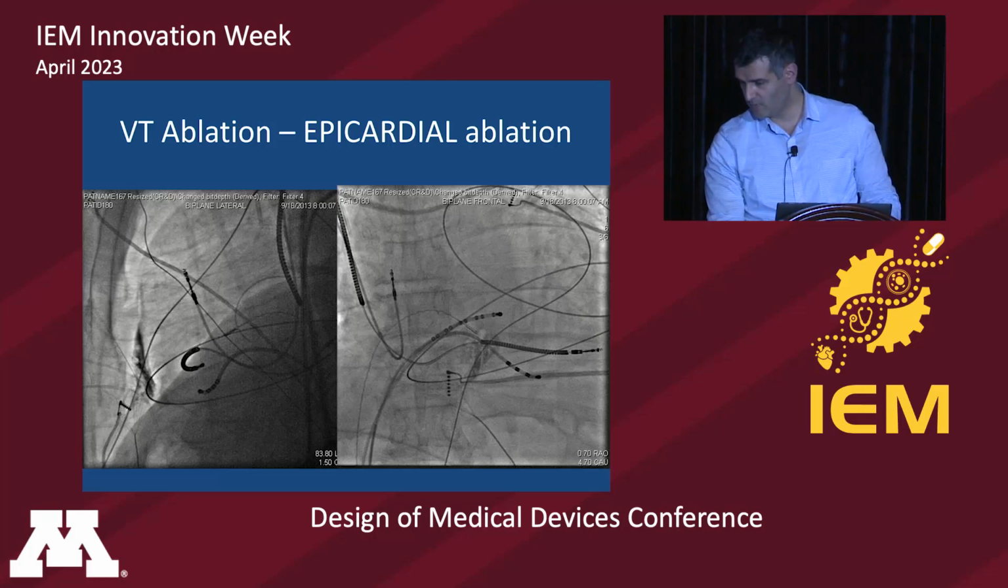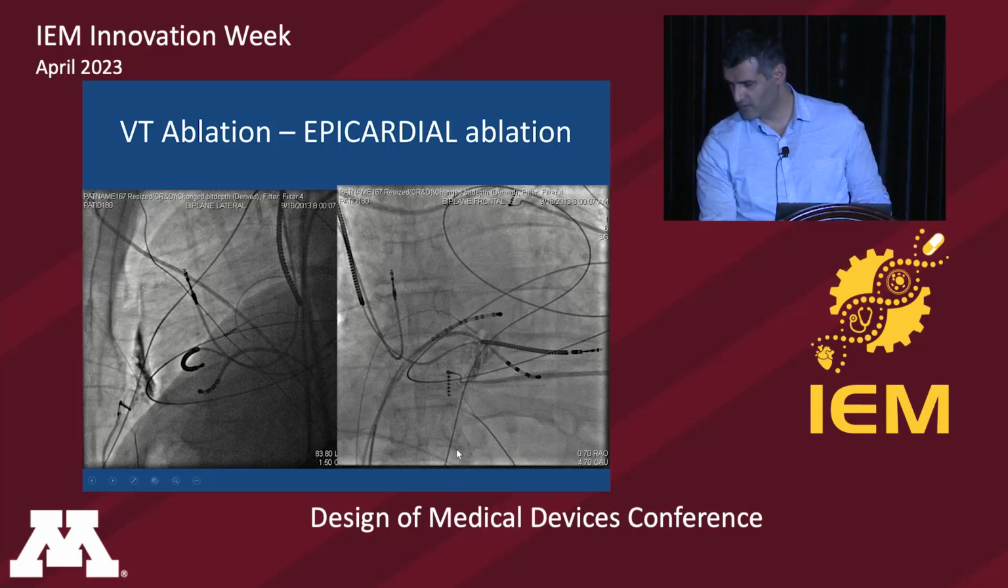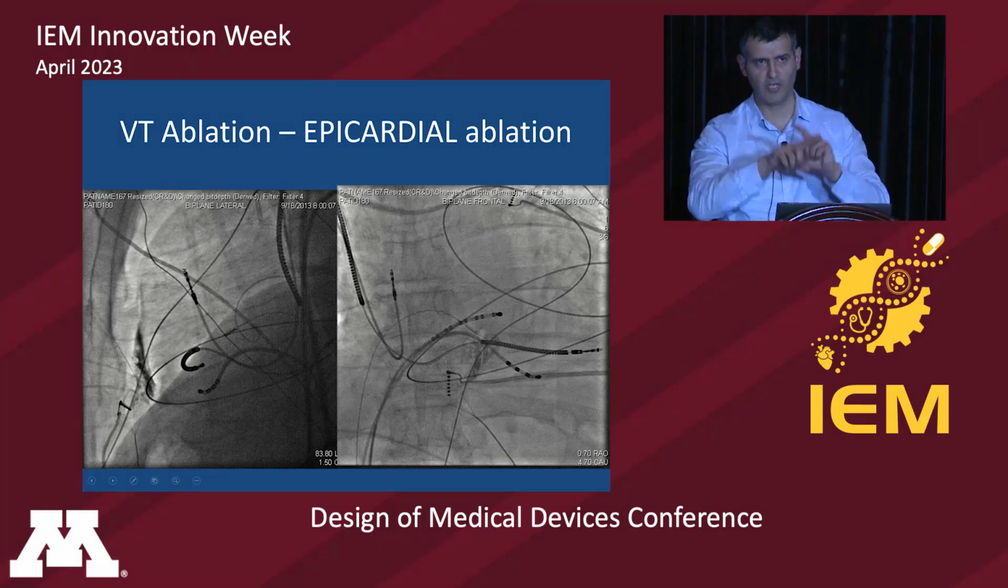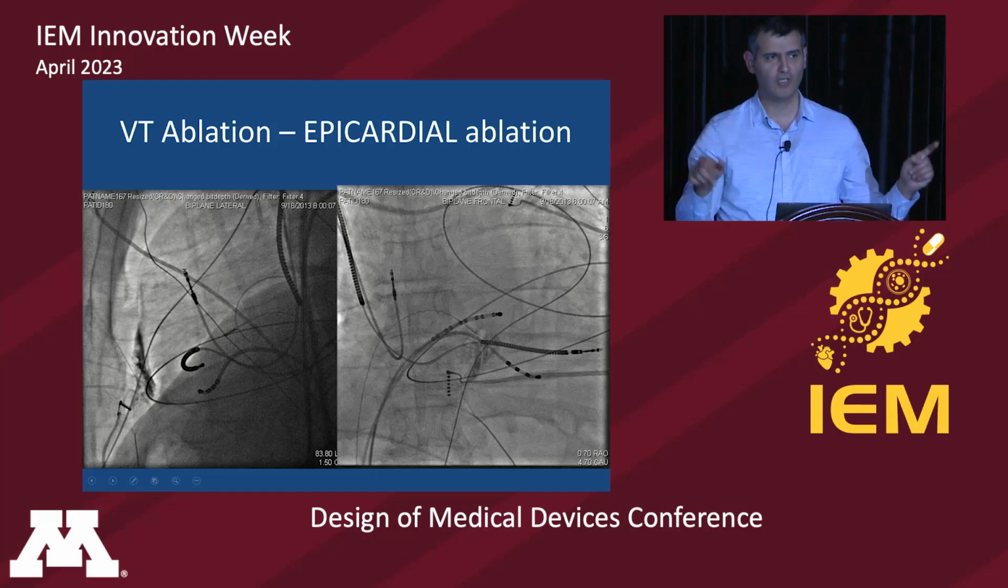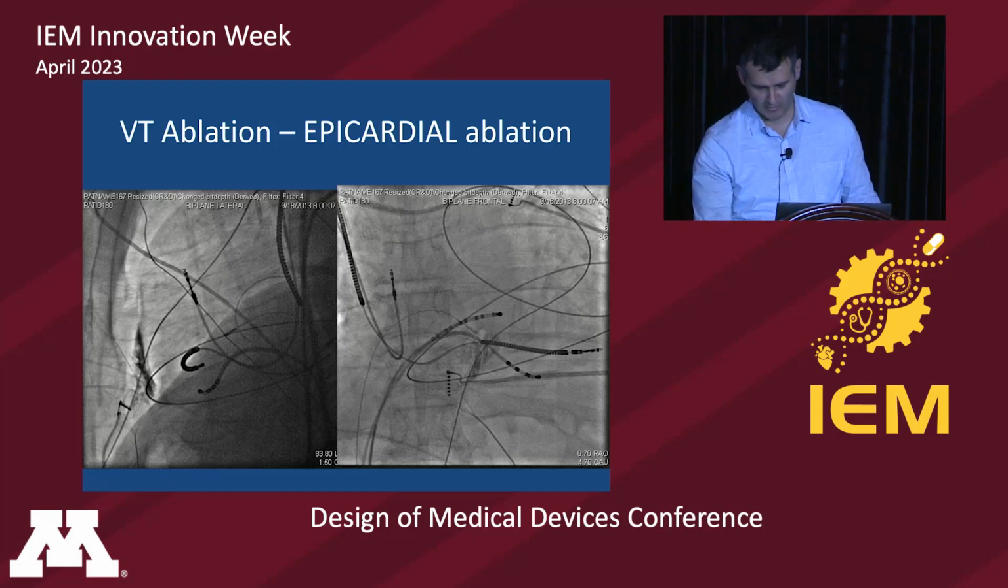And this is what we do. We pass a wire here. You can see the wire going up. I injected some contrast to make sure I'm in the pericardium, and I push the wire, a lot of wire, to make sure it's going all around the heart. If it doesn't go all around the heart, that means you're in the RV or in a chamber. You don't want to dilate. You need to pull that wire out.